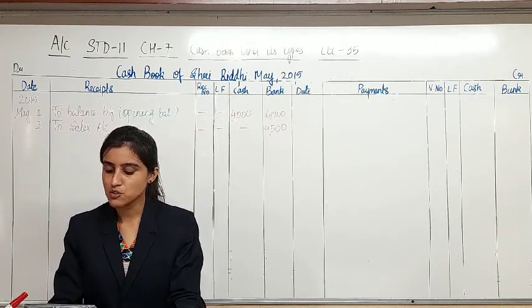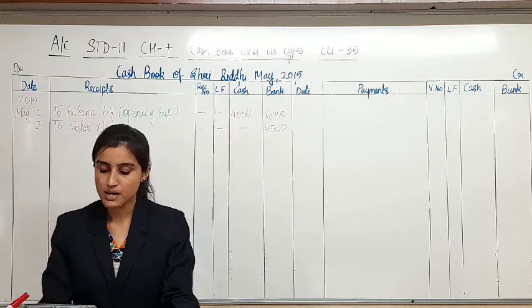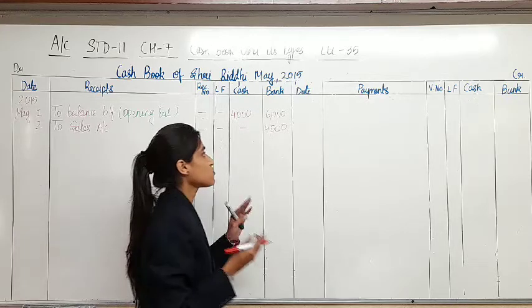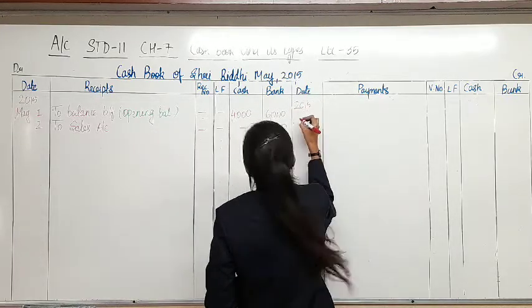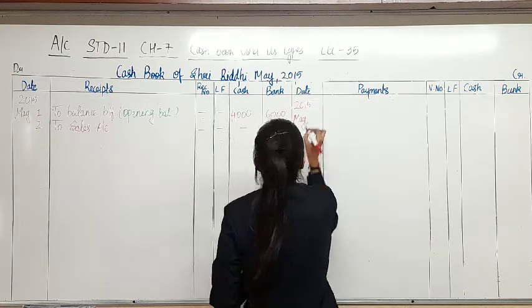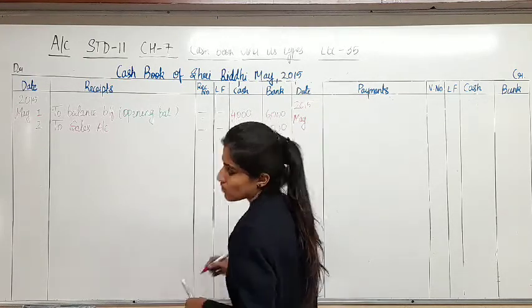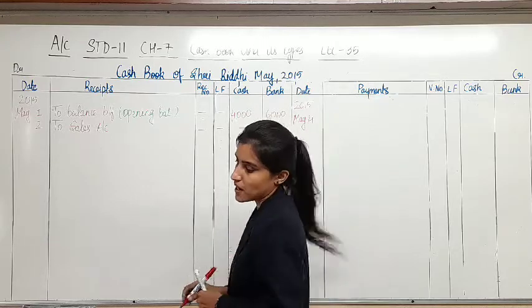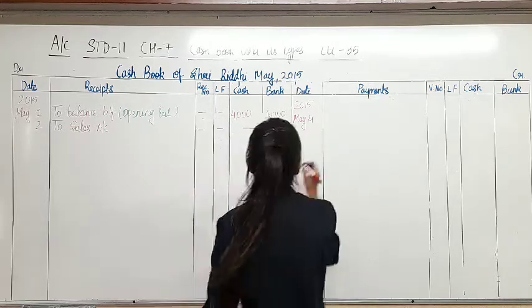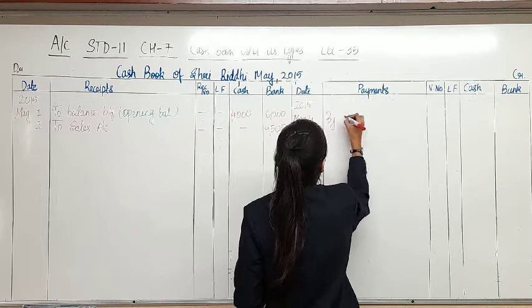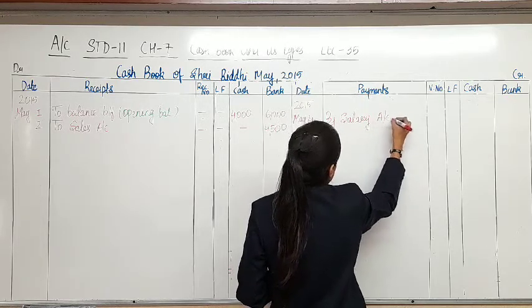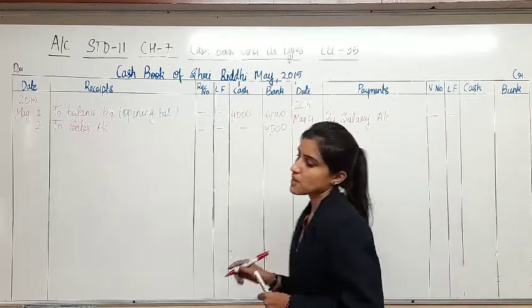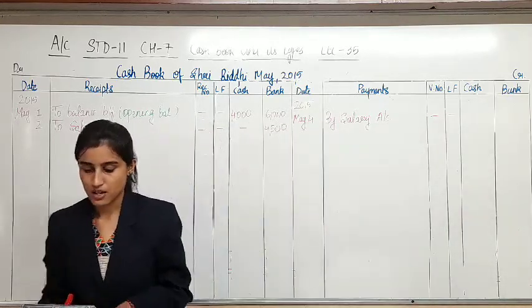Rupees 2,000 paid towards salary and rupees 100 paid towards brokerage by cash. This is payment. So on payment side, 2015 May, the date is 4th. What is paid? Firstly, salary is paid. So by salary account, it is paid in cash.